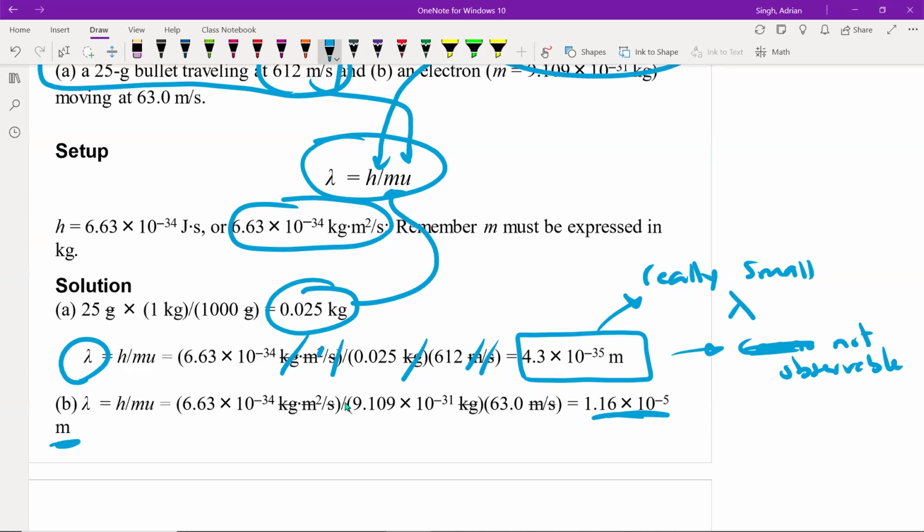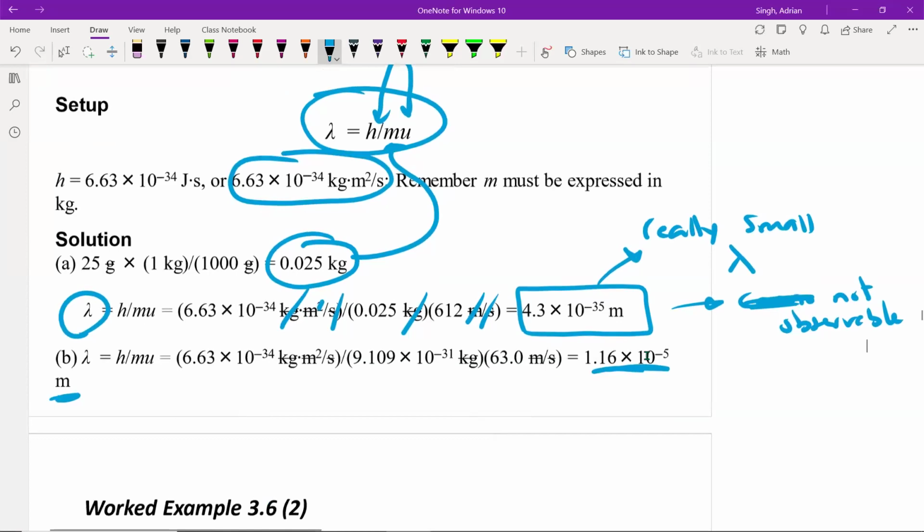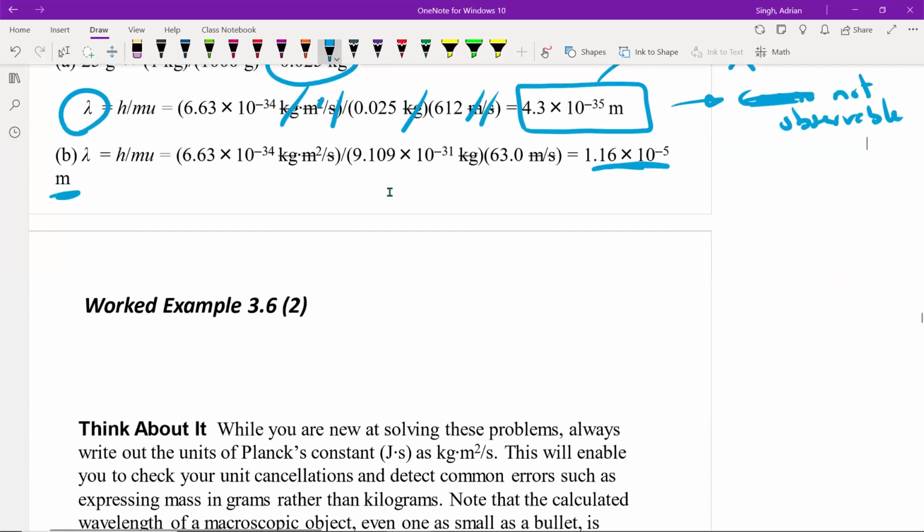If you see videos of people firing bullets, you don't see the bullet oscillating up and down in a wave. That's impossible to see. The wavelength is way too small. In the case of electrons, though, which is what part B is, the wavelength is a lot larger, 10 to the negative 5 meters, and that's something that can be calculated in this case. And again, a particle possessing wave-like characteristics.